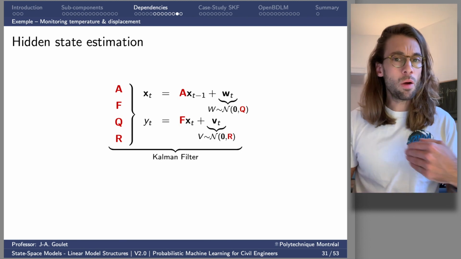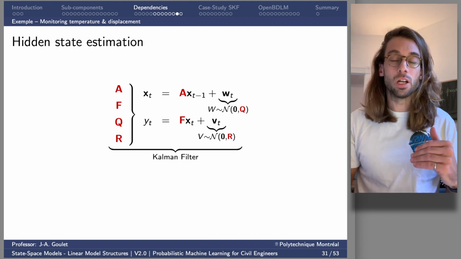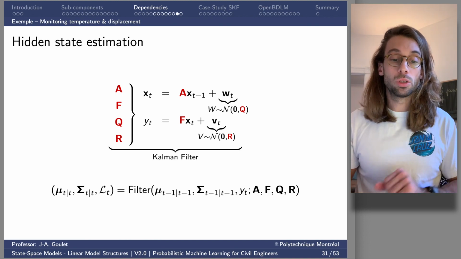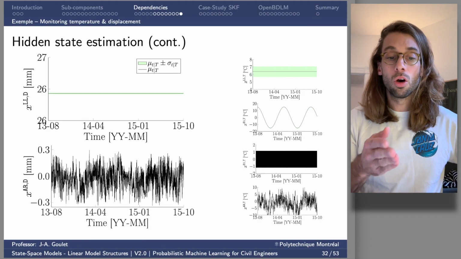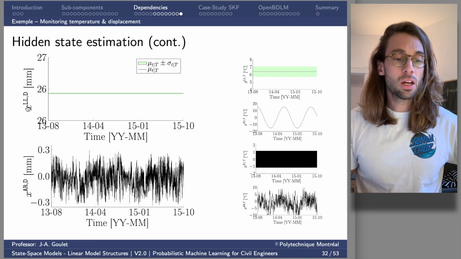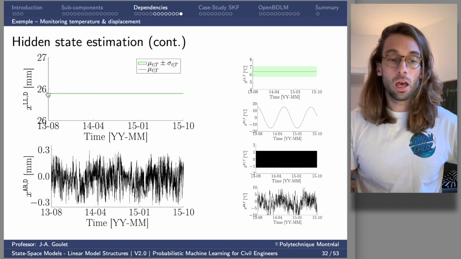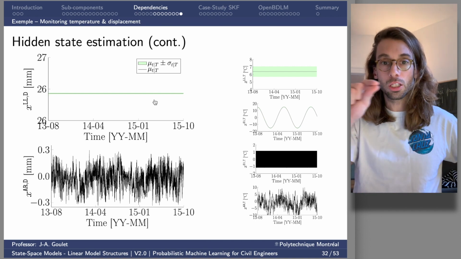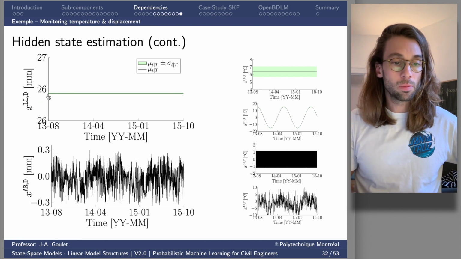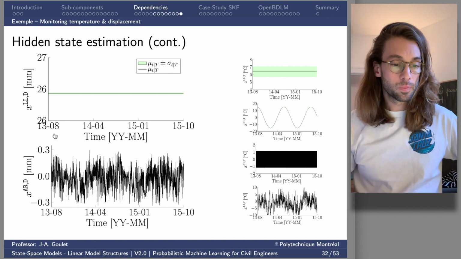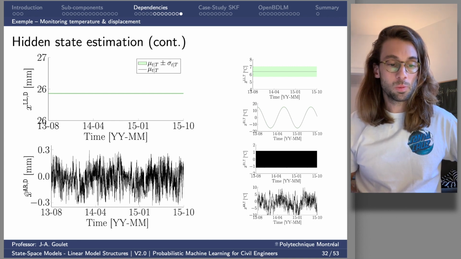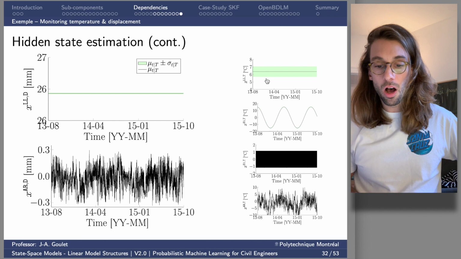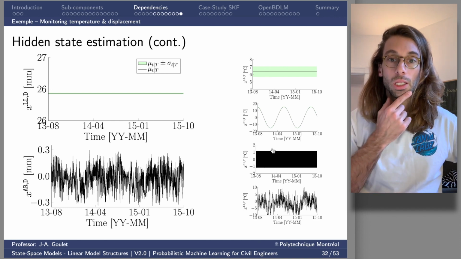Okay, so now we've defined all of our global matrices A, F, Q, and R to jointly estimate both time series. And again, we do that here using the Kalman filter, or in this case, the Kalman smoother. So you can see here for the local level, this is the average or the long-term constant displacement of the structure, which is something close to 26 millimeters here. We have here the autoregressive component for the displacement. And then we have all the hidden states associated with the temperature.